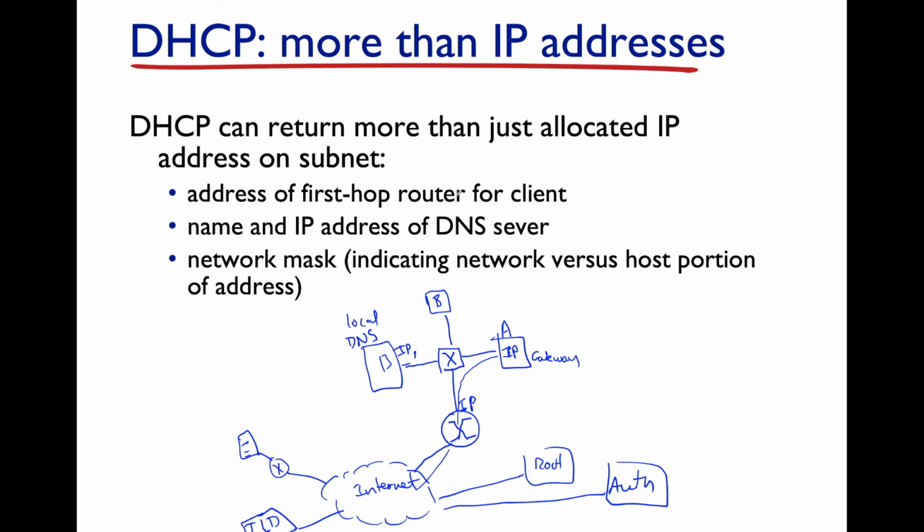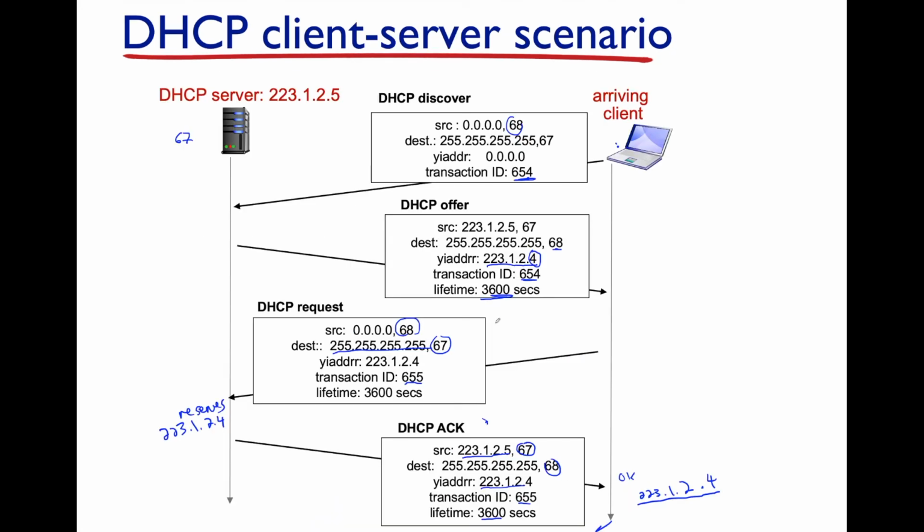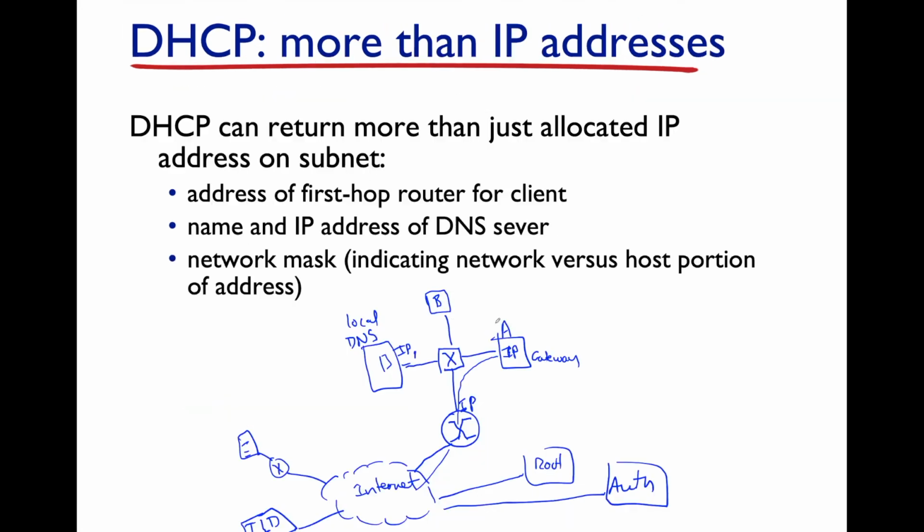So you also need the local DNS. You also need the network mask, because without it, if you have an IP address, in this case 223.1.2.4, you don't know what part of this 32-bit number, as described by 4 base 10 numbers, is the network address and which is the host address.